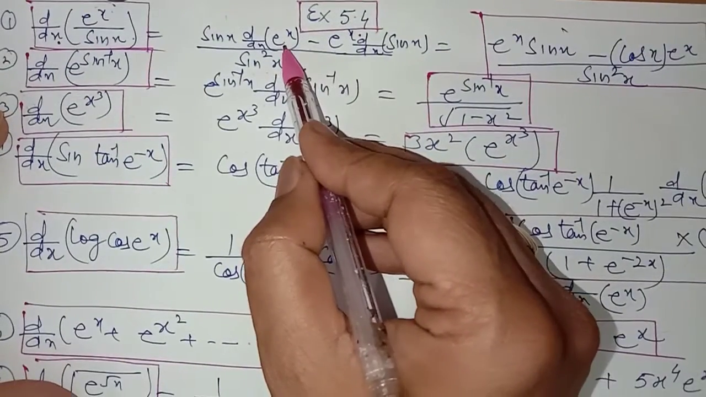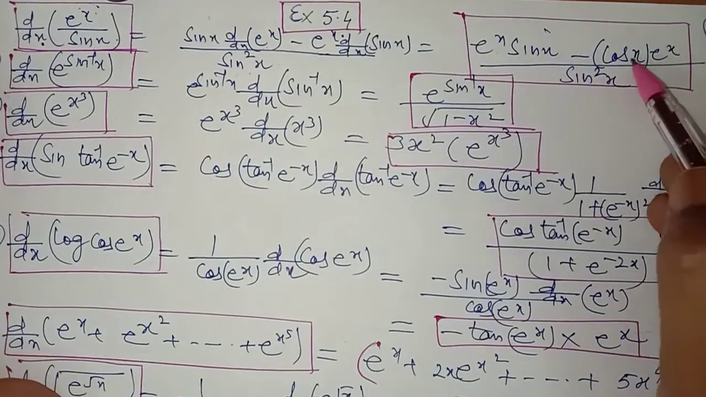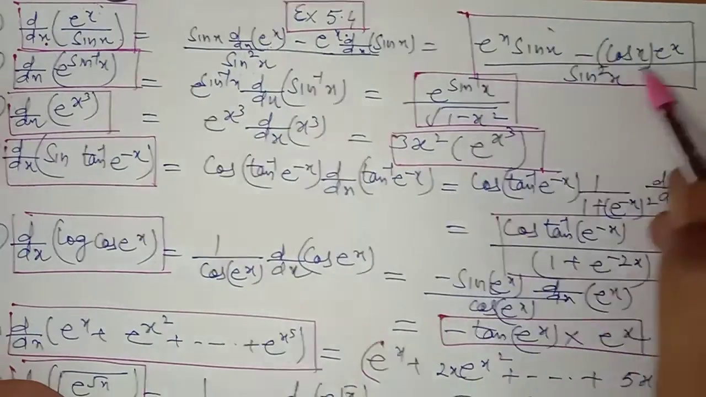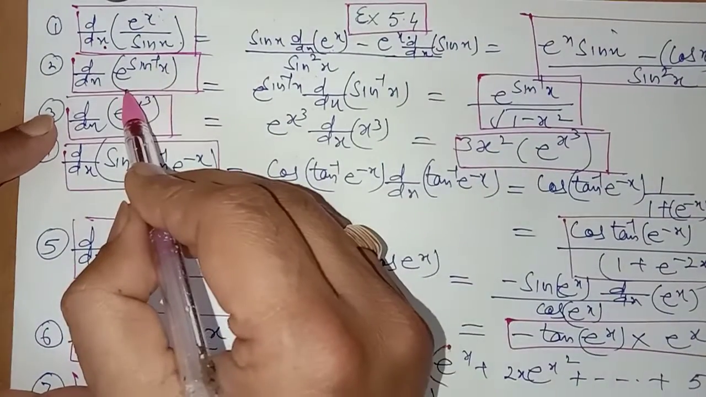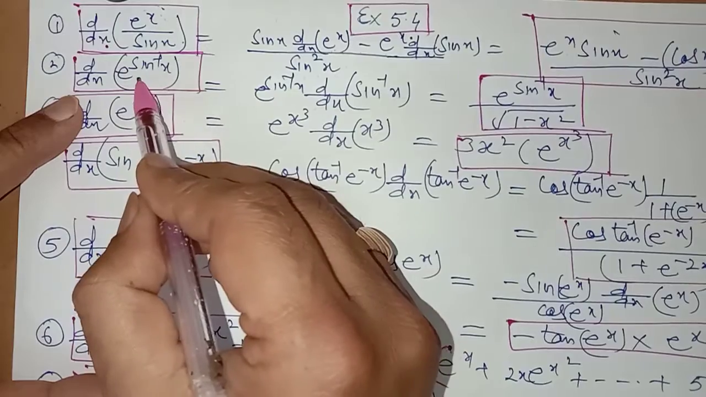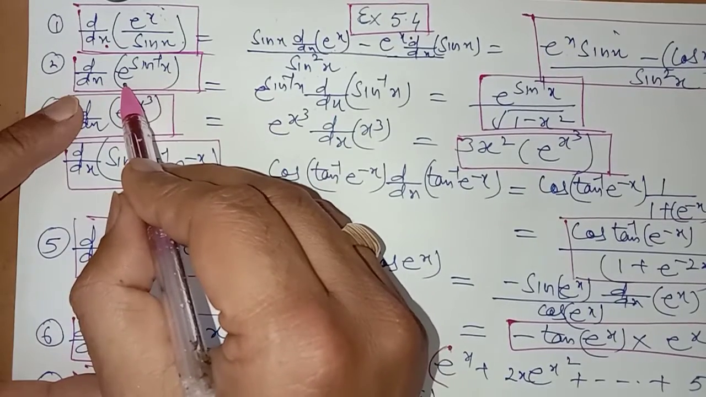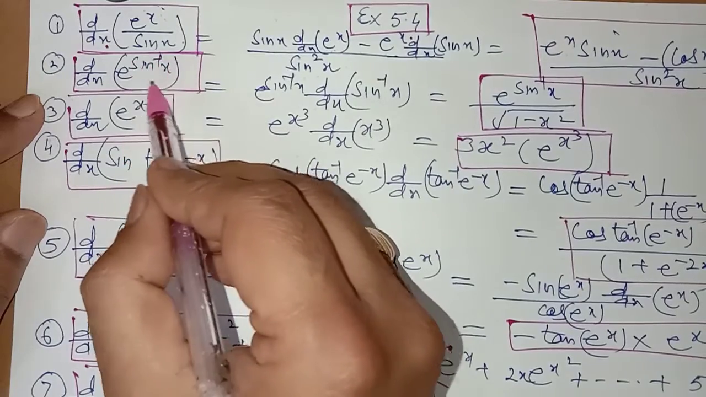Now the derivative of e raised to power x is e raised to power x, and the derivative of sine x is equal to cos x. So that is the simple derivative of e raised to power x upon sine x. Now in question number 2, we have e raised to power sine inverse x. It is a composite function. First of all, we differentiate the exponential, then we multiply with the derivative of sine inverse x.